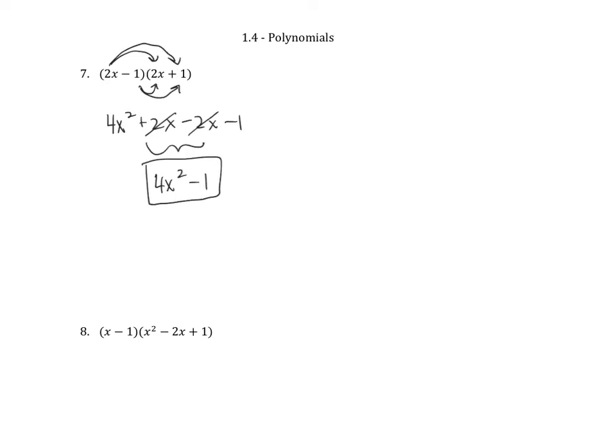Notice here we have 2x minus 1. Notice the 2x's are the same and the 1's are the same. The only difference is the signs in the middle are different. They're opposite signs. These are conjugates, and they will always end up with the middle terms canceling out. That always happens on those.